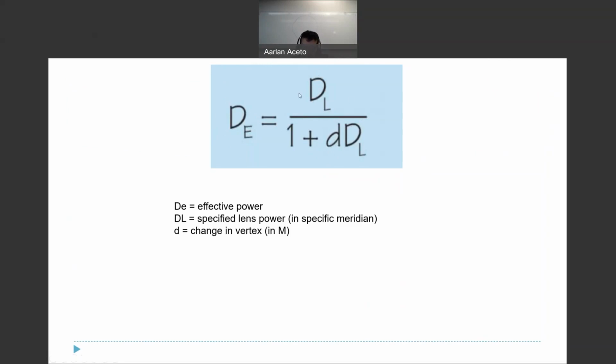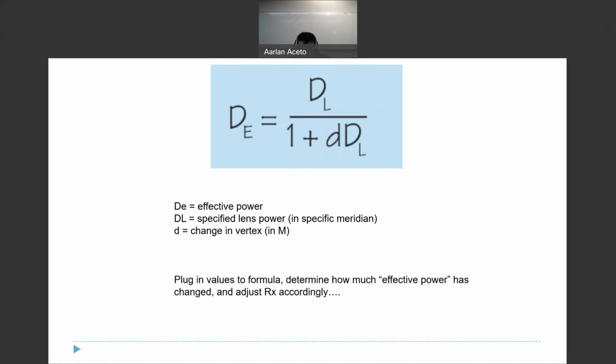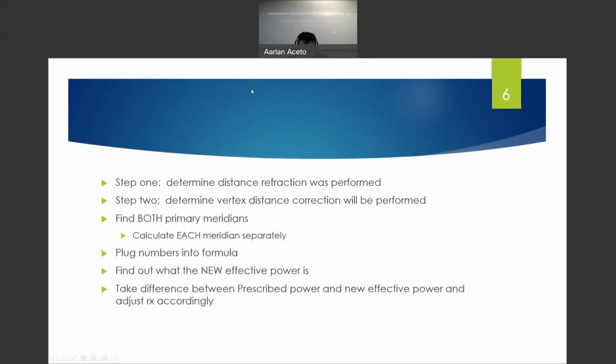So if the doctor prescribed a -10, and they refracted at, say, 14 millimeters, and your glasses were at 14 millimeters from the patient's eyes, you'd simply swap in the prescription that the doctor asked for. Straightforward, simple. But when we get into eyeglasses, if the frame fits a little too far away or a little too close, what that doctor intended and what you're giving them are two different things.